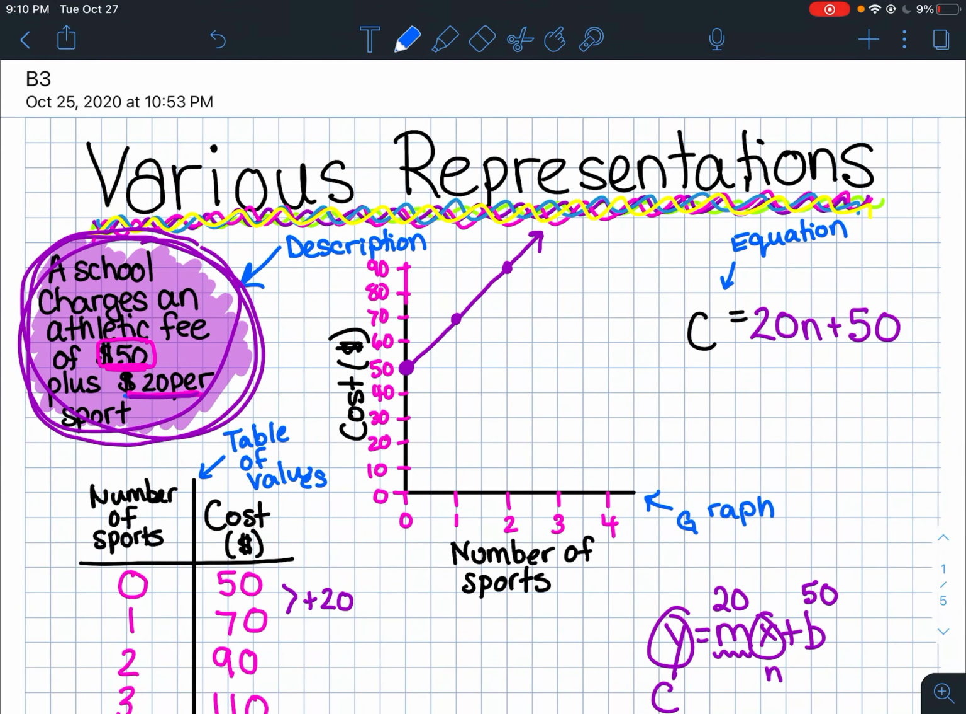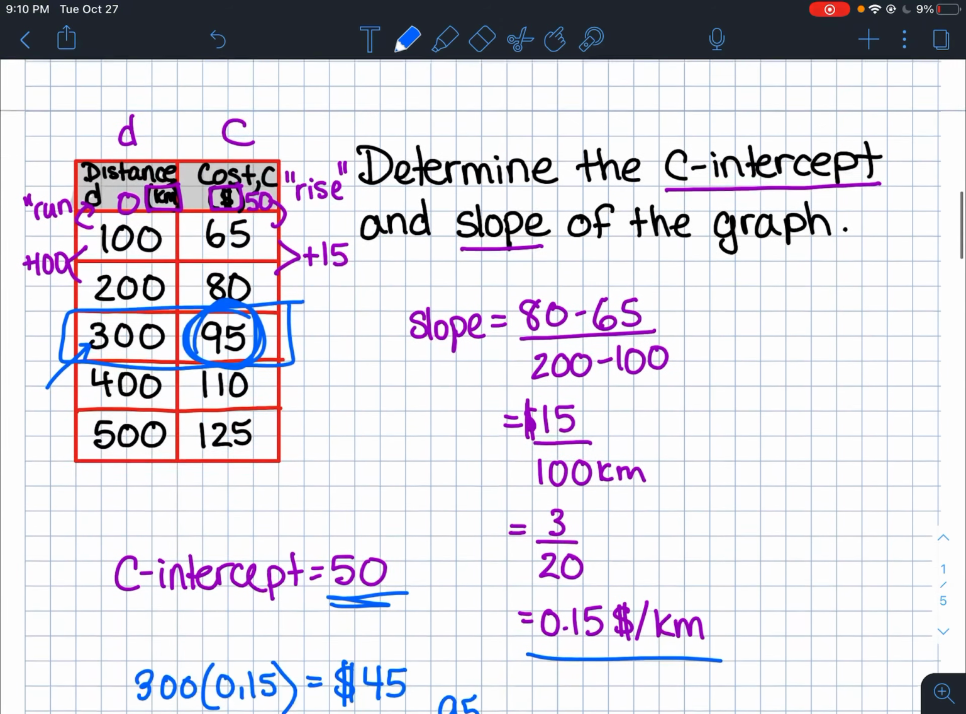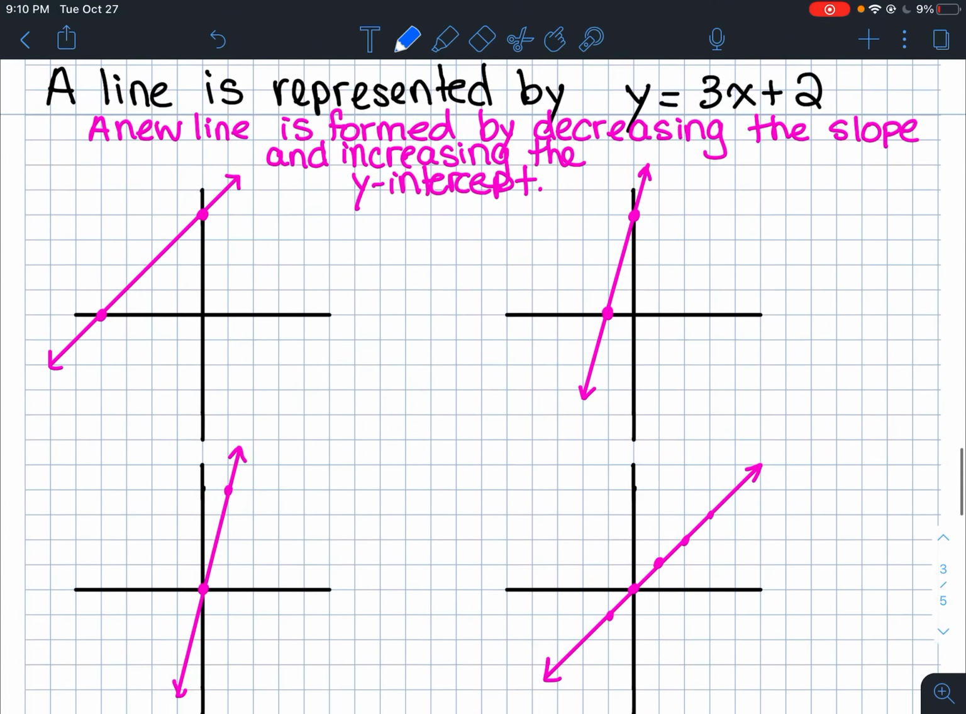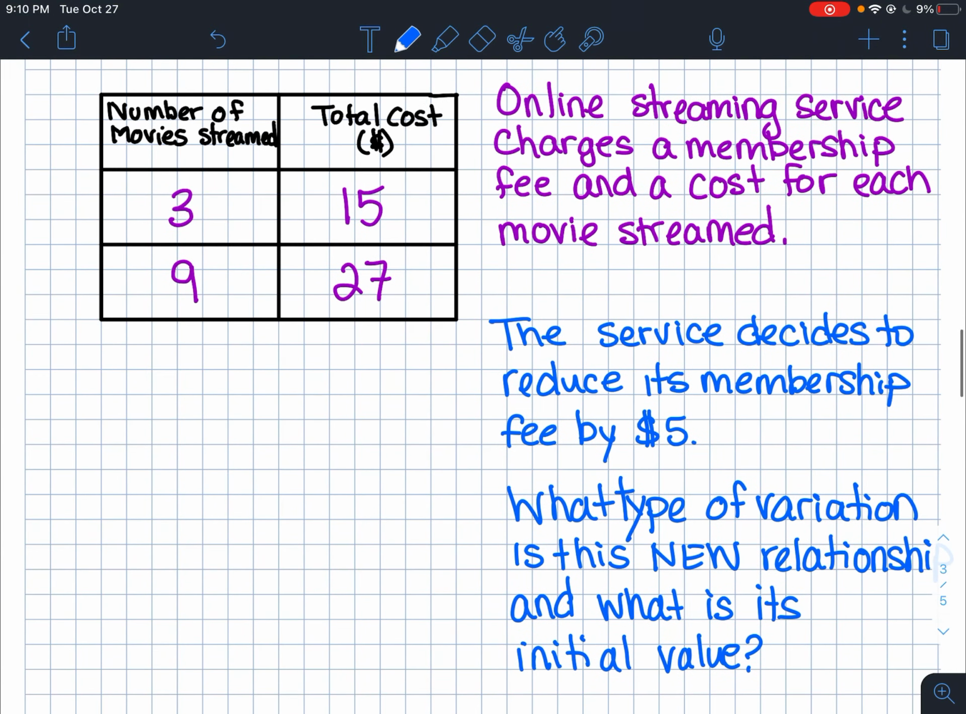Okay, this is part 2 of the B3 video on various representations of linear relations. In the first video, we talked about how there are different forms of linear relations. You can have descriptions, tables of values, equations, and graphs. We just talked about how to come up with the different representations given one of them. We also looked at a table of values in the last one. And so in this video, we're just going to look at a continuation of representations of linear relations.